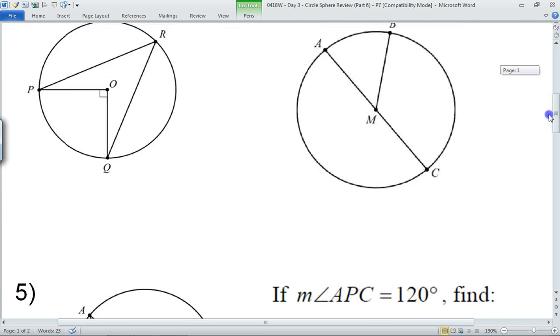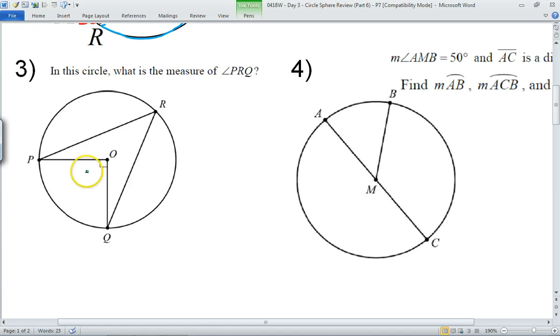Alright, so looking at problem number 3. Can you tell me the degrees of arc PQ? Only one person? Austin said 90. Does the rest of y'all know that? I hope. Okay. If it's at the center, the arc and angle should be the same. So that's how we knew it was 90.